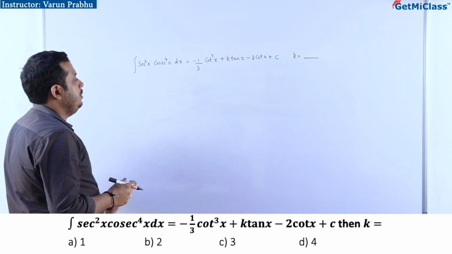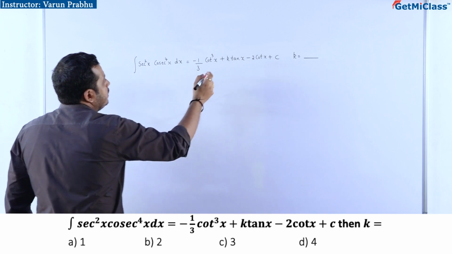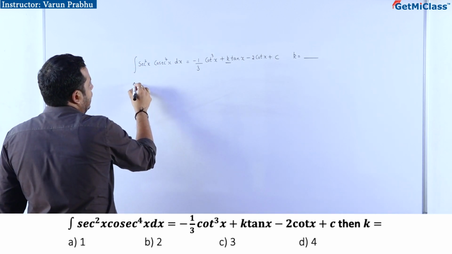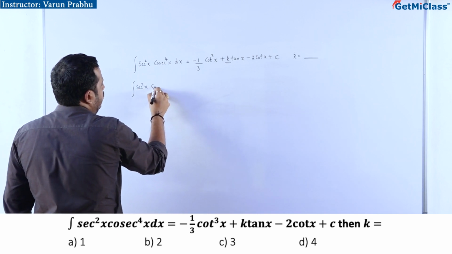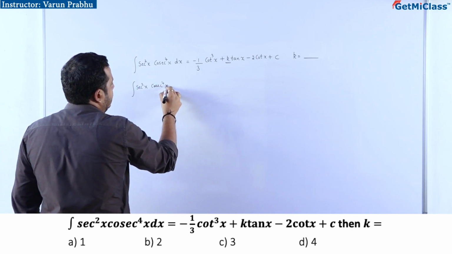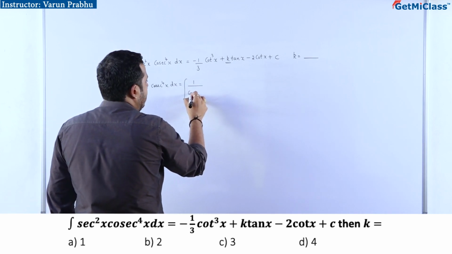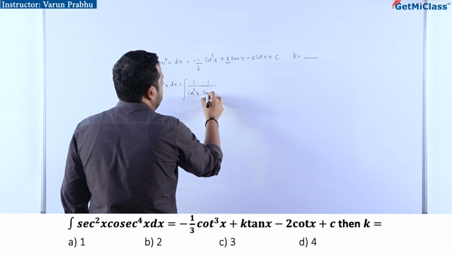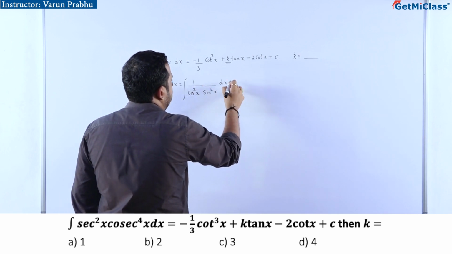If you look at this question, given integral of, now the LHS you have to match with the RHS and say what is the value of k, correct or not. So let's say we can say integral of secant squared x into cosecant to the power 4x dx, which can be written as 1 divided by cos squared x into 1 divided by sine to the power 4x, correct or not, into sine to the power 4x times dx.